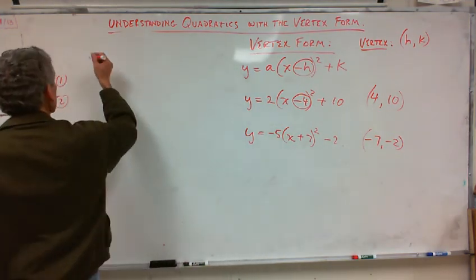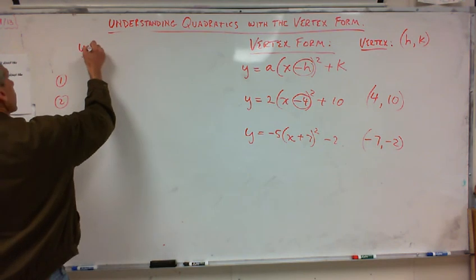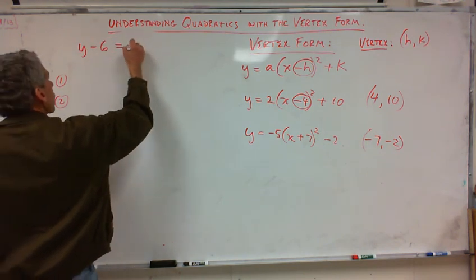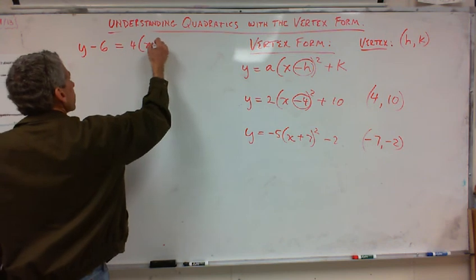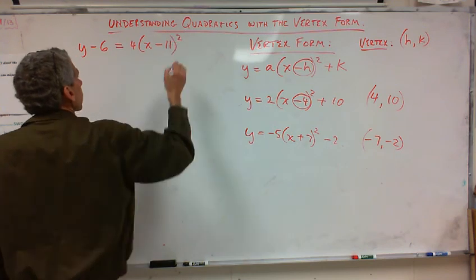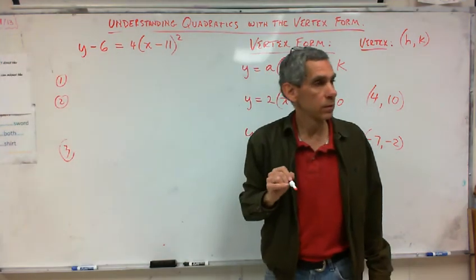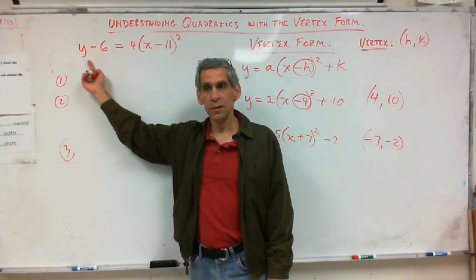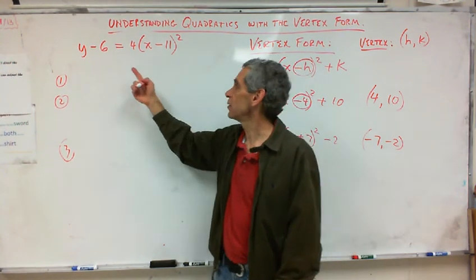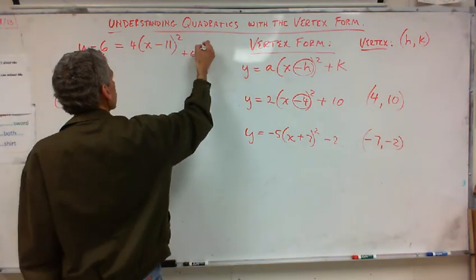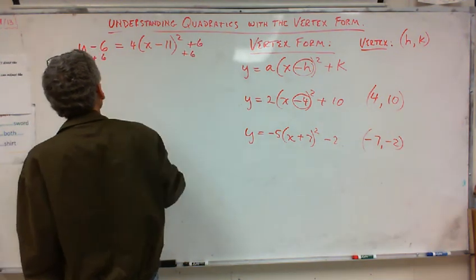Let's say I gave you y minus 6 is equal to 4x minus, I don't know, 11 squared. The 6 is in the wrong spot, right? So you want to move it over. Exactly, so you're going to add 6 to both sides. So it's going to be plus 6 there, right?